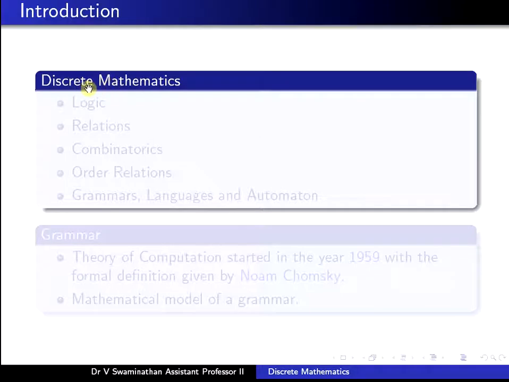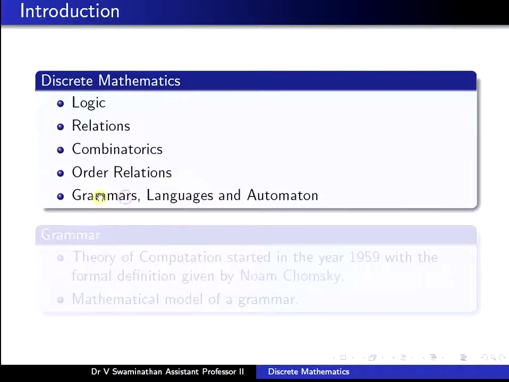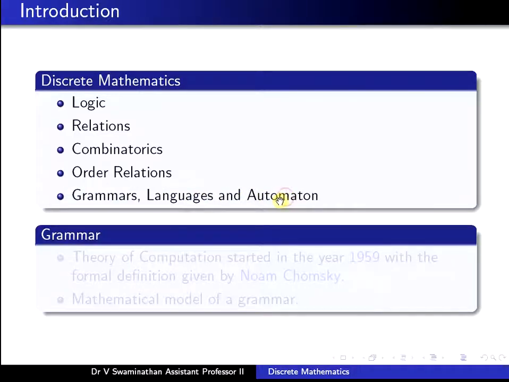Now, some of the important topics that will normally be covered in this course are logic, relations, combinatorics, order relations, grammars, languages, and automaton. In this session, we shall discuss grammar, a part of the theory called theory of computation or formal languages and automata theory.